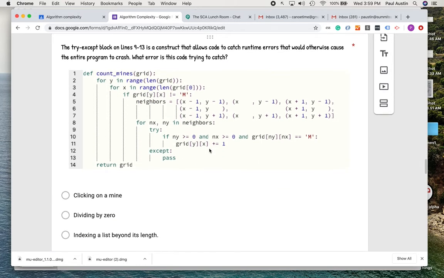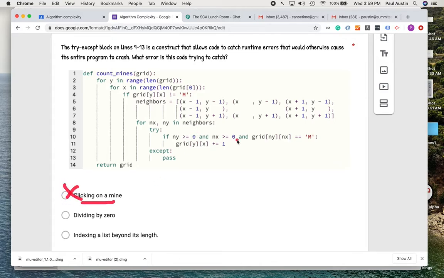So now we haven't used try except. It's called exception handling. It's a whole area in Python and Java and C++. Lots of languages have that. We haven't touched it, but you don't really need to know what it does to answer this question if you just reason about it. So what error is this code trying to catch? Well, let's see. Clicking on a mine. I'm going to look at each one of these. There's no mouse function related. It has nothing to do with clicking. And clicking on a mine, well, I guess in some sense it's an error, but it's not a programming error. It's a user playing the game error. So I don't think so. So it's not that one.